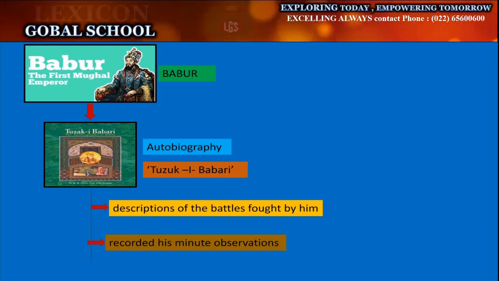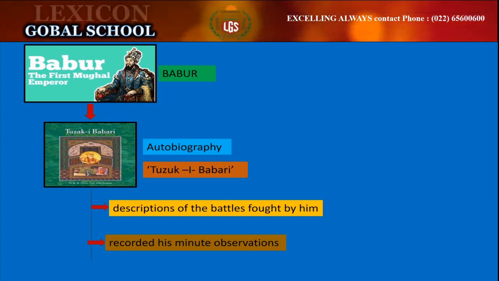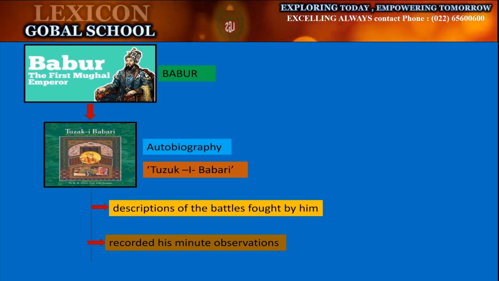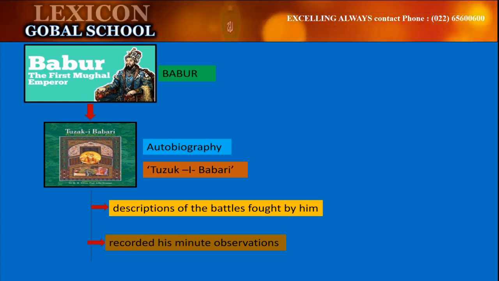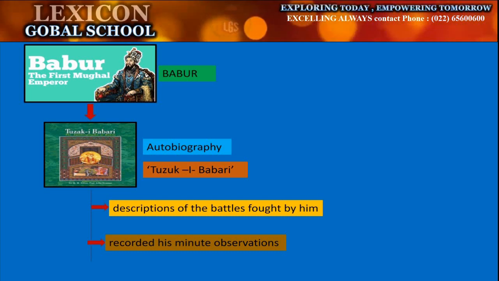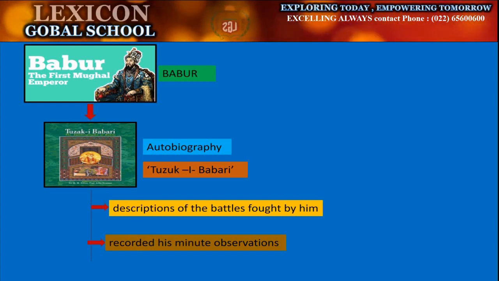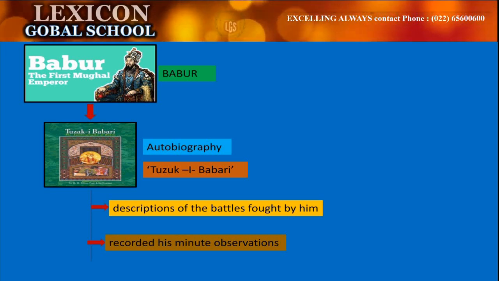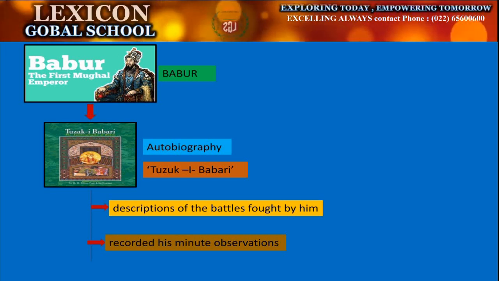Babur, in his book, described the different battles he fought and even recorded his minute observations. What did he write? The descriptions of the battles. So many battles he fought during his reign. How did he face those battles? What were the results? How was it going on? Each and everything he minutely wrote in his autobiography.